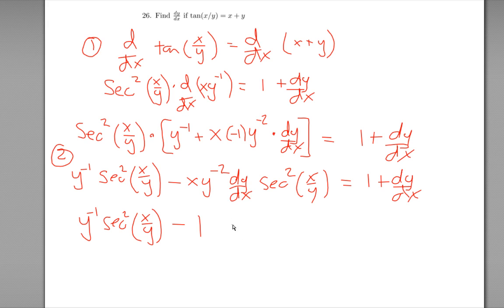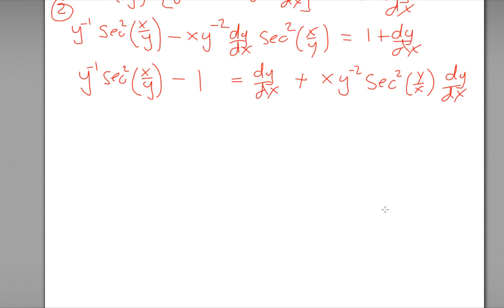That comes along the other side, and that is equal to, I'm going to move everything that has a dy by dx to the right hand side. So I have dy by dx plus, okay, so that's that dy by dx. Now I'm going to move this big term over to the other side. x, y to the negative 2, secant squared y over x times dy by dx. Okay, so just like any other thing, if you were isolating for dy by dx, we'll rewrite the left-hand side. Secant squared x over y minus 1.